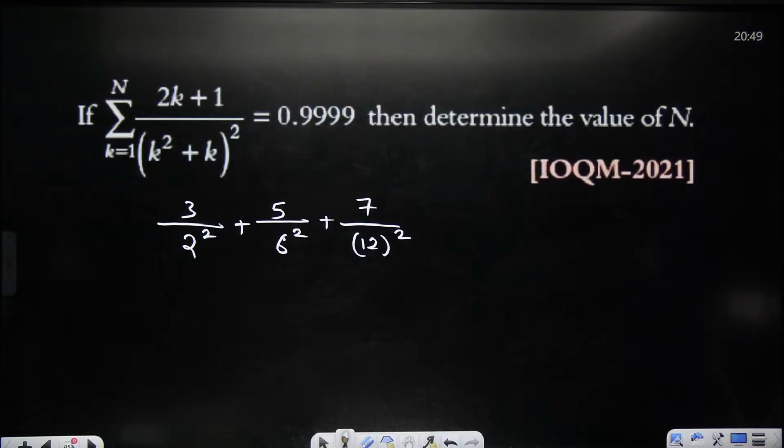Come on, try this. Give it a while. Try this question, guys.